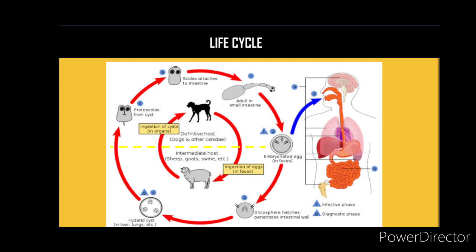The life cycle then continues in humans. Humans can become infected if they ingest substances infected with Echinococcus eggs. The eggs then release oncospheres in the small intestine. At these places, oncospheres migrate through the circulatory system and produce hydatid cysts.